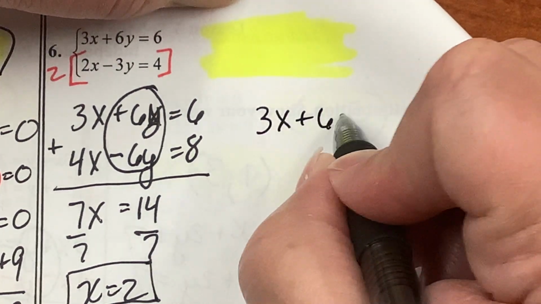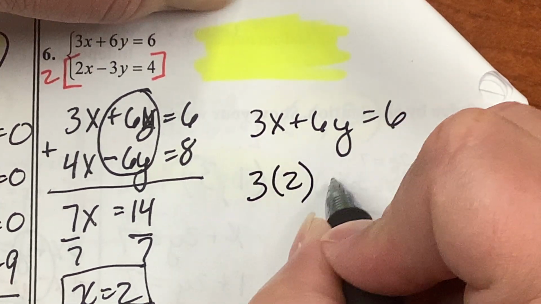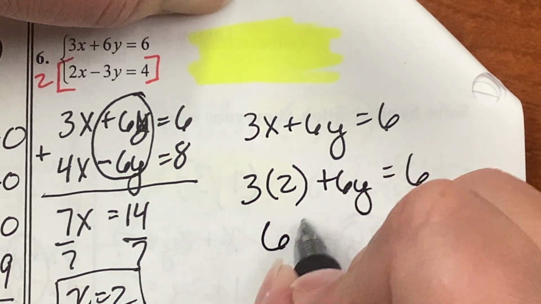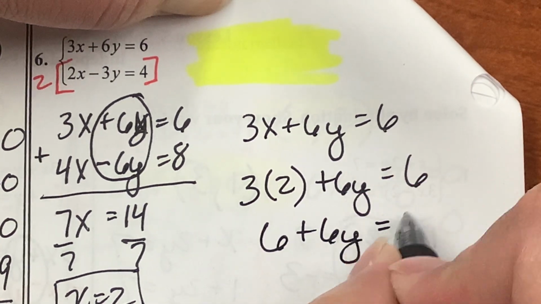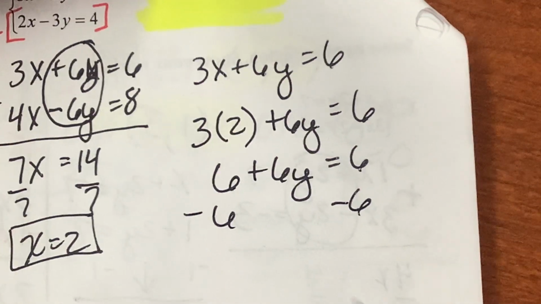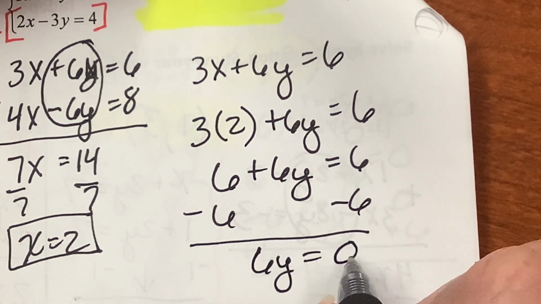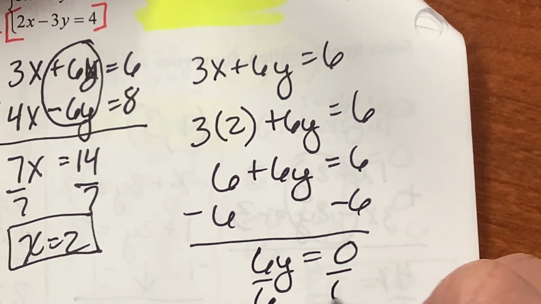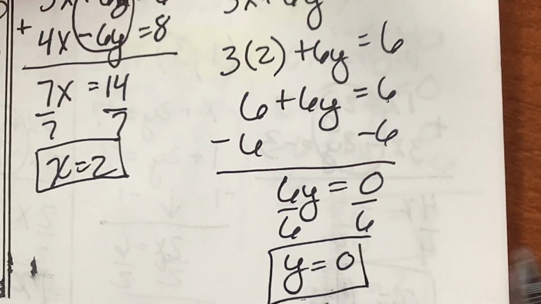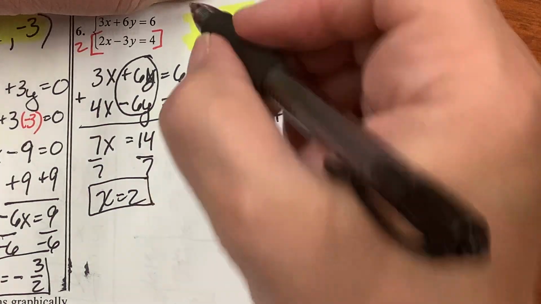3x plus 6y equals 6. 3 times 2 plus 6y equals 6. 6 plus 6y equals 6. Subtract 6 from both sides. Oh gosh, we're going to get another 0. Too many zeros, Bono. 6y equals 0. Divide by 6, and y equals 0. So I have x equals 2, y equals 0. And that is too big, squishy. So 2 comma 0.